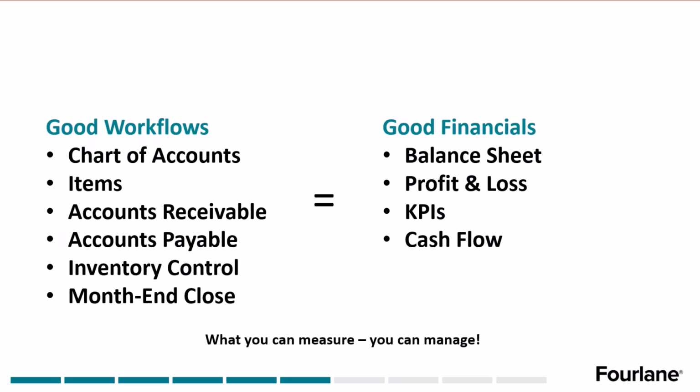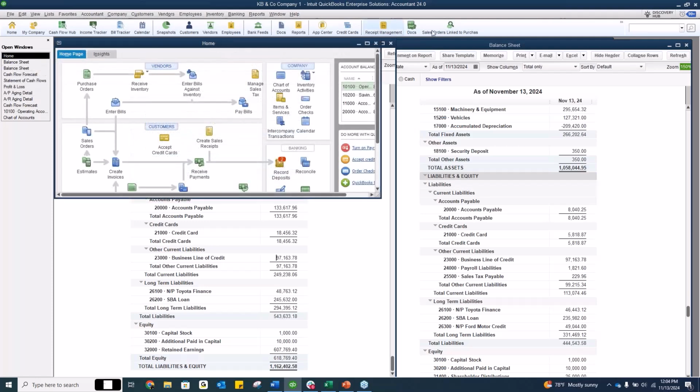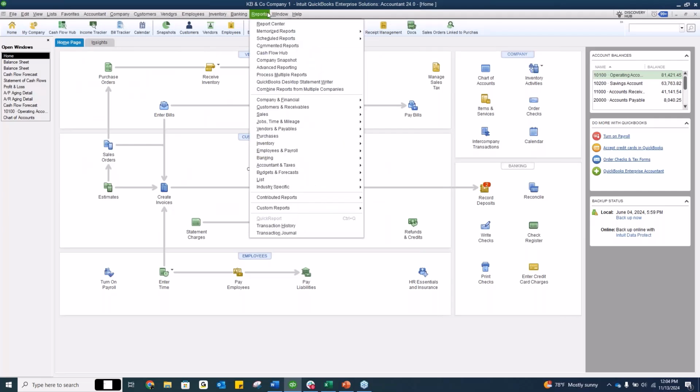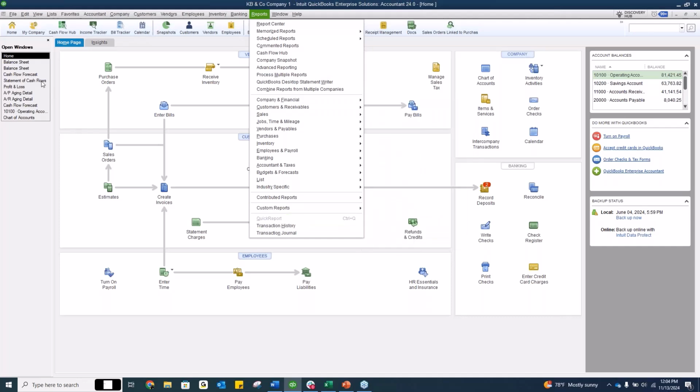Good workflows and checks and balances are essential for all aspects of managing a business, and we'll see that come into play as we review our reports today. So let's take a look at what QuickBooks has to offer for us. We're going to pull up our statement of cash flows by navigating to Reports, Company and Financial, and then down at the bottom, we're going to use our statement of cash flows.